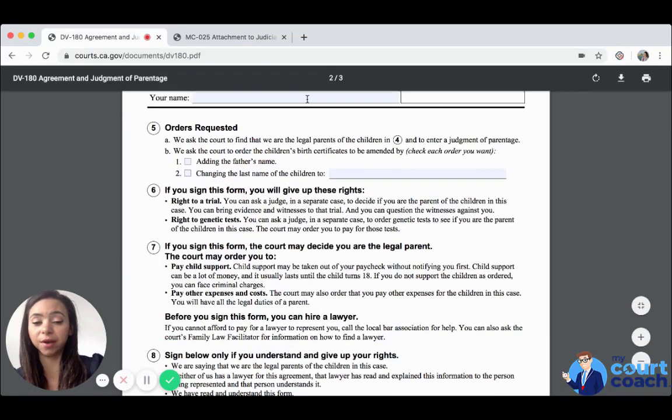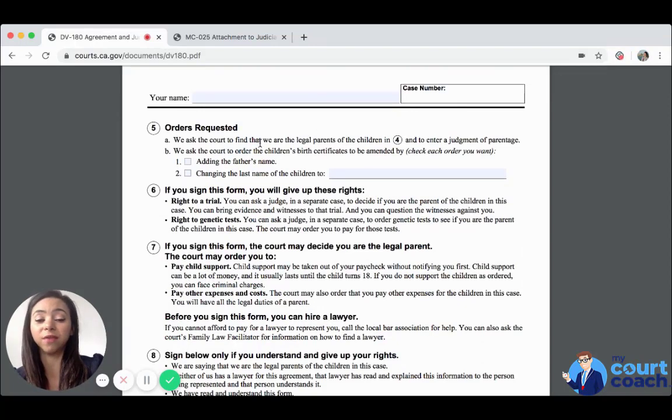So make sure you write your name up here and your case number, and then the orders that you're requesting is you're asking the court to find that you two are the legal parents of the children and to enter a judgment of parentage. So to enter a final order that you two are the legal parents. We ask the court to order the children's birth certificate to be amended by adding the father's name or changing the last name of the children.